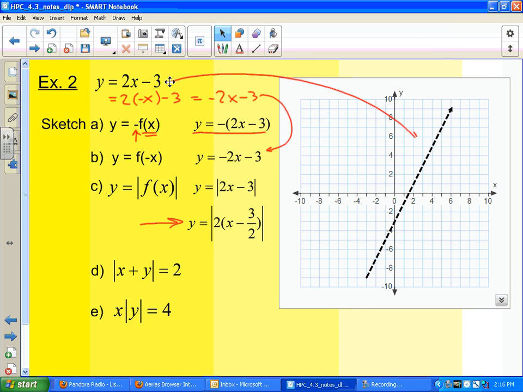The other way you can graph this is just put a table together. Yeah, you just put a table together. All right, so what would this look like then?